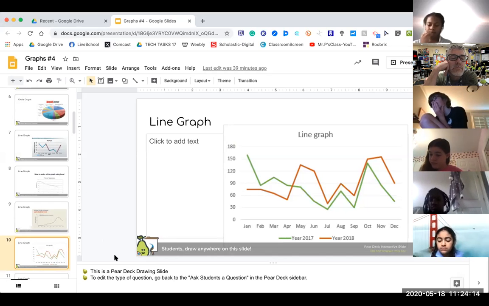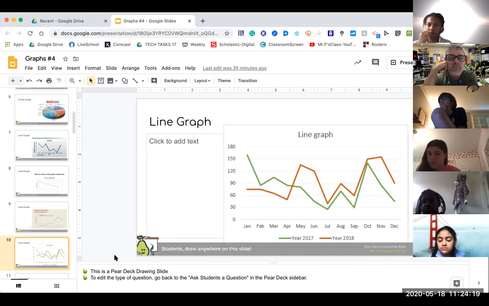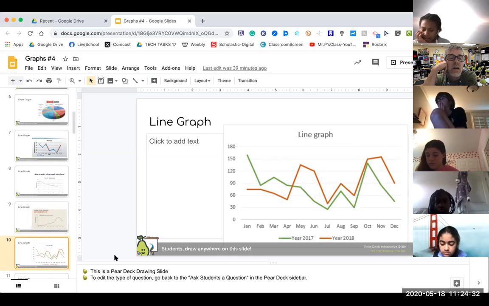In this graph, for the year 2017, it had a decrease, but then it had a really big increase. And how do you know that? Because you're looking at the key that says the green line is 2017, right? Mm-hmm. All right, yeah.